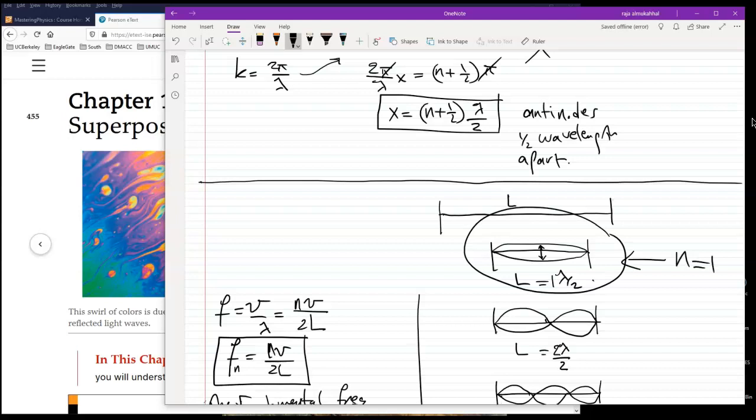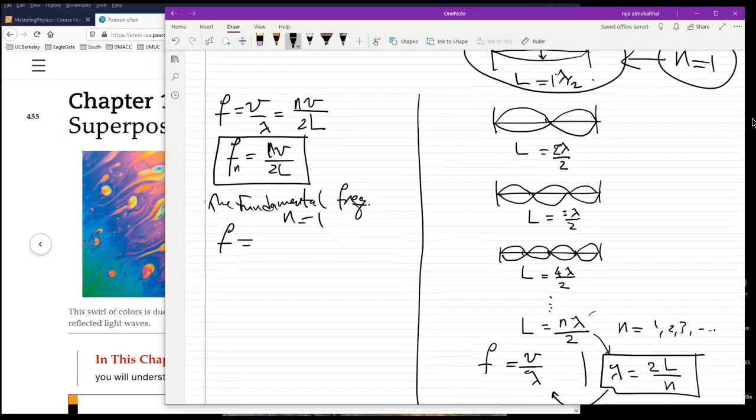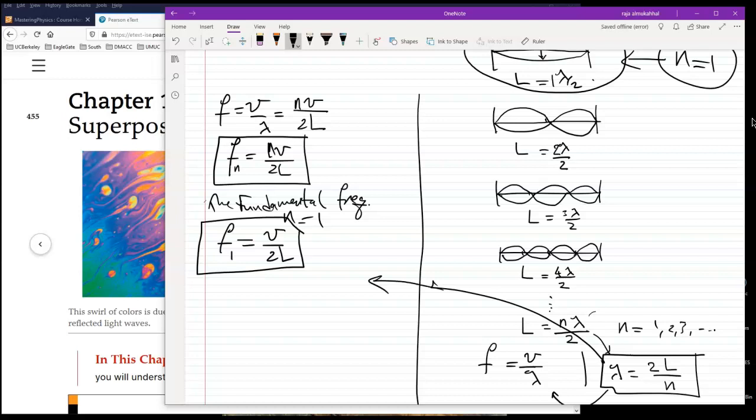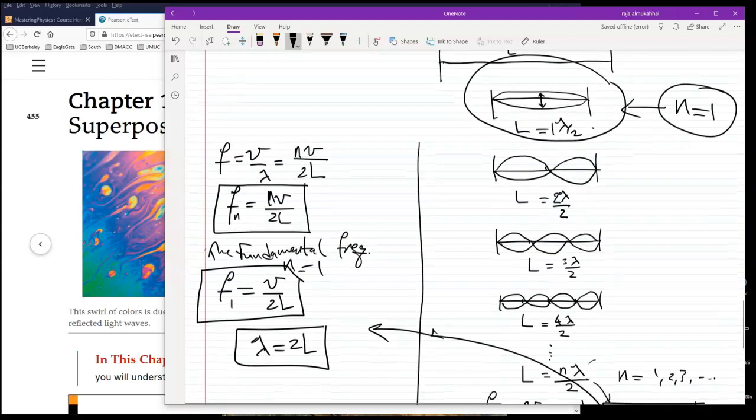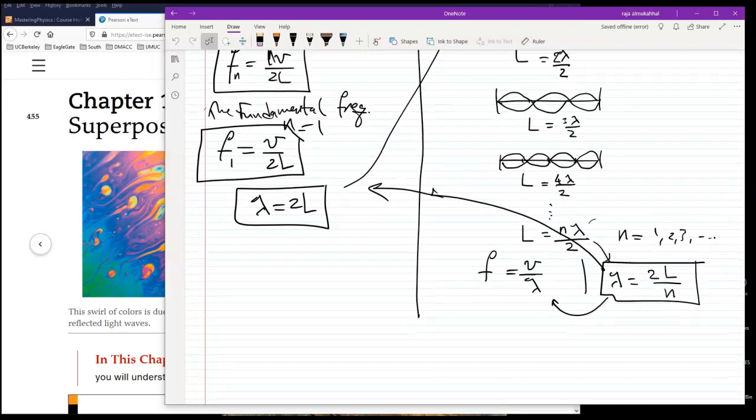N equals 1, okay? So the fundamental frequency in this case, f sub 1, is going to be v over 2L. This is defined as the fundamental frequency. You got it? Okay. And if you use the wavelength lambda for the fundamental frequency, that will be lambda equals 2L. And the picture, of course, is this one right there. Got it? Okay. I'll show you why this is important.